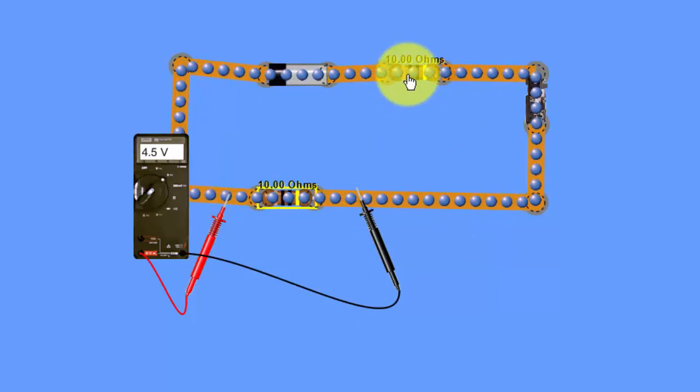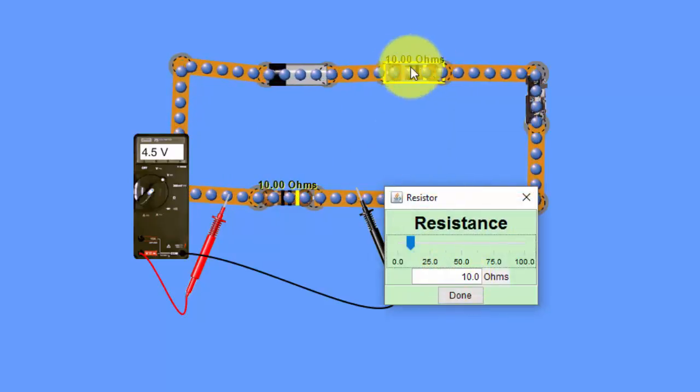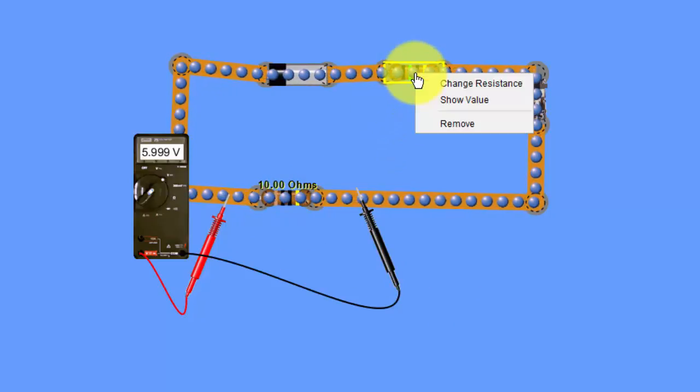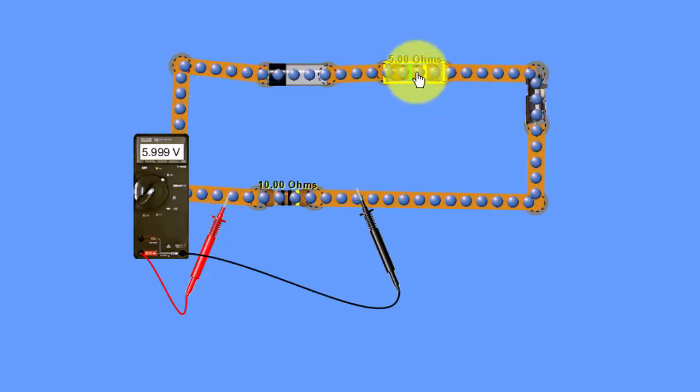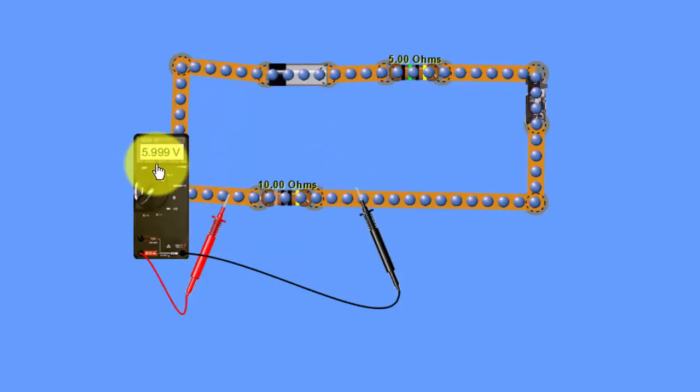If I make this one's resistance greater or less, it will change the voltage across this one in terms of the ratio. As long as we've got a 50-50 ratio, we get a 50-50 voltage split. If I make this one's resistance less, then less energy will be dropped on this resistance and more energy will be dropped on this one. So if I halve it down to 5, I'm getting a value here of basically 6 volts.